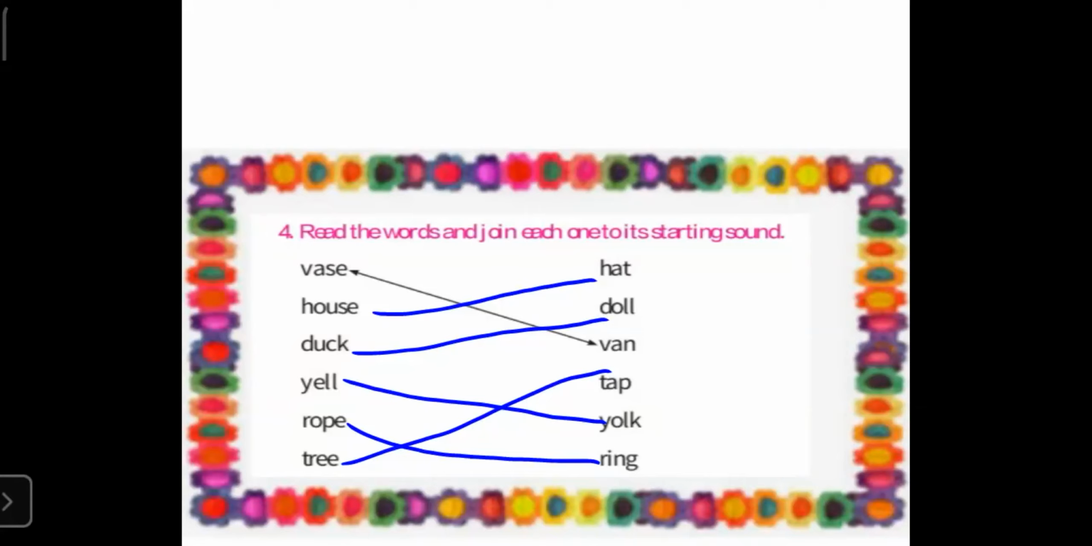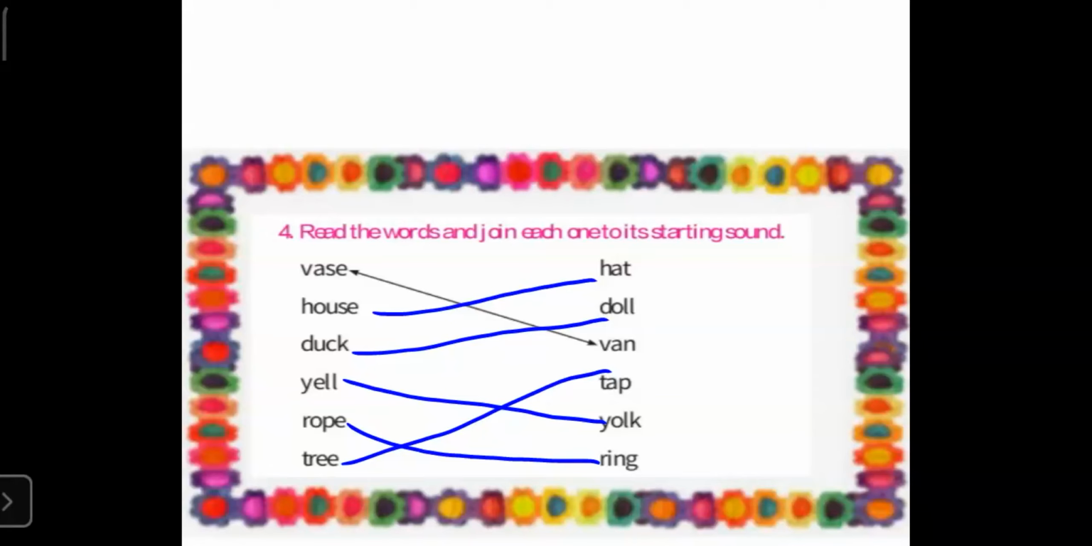So students, today we have learned so many new words. In the match the following itself, you can see so many new words we have learned today. Okay, let's read the spellings one time. V-A-S-E, vase. V-A-N, van. H-O-U-S-E, house. H-A-T, hat. D-U-C-K, duck. D-O-L-L, doll.